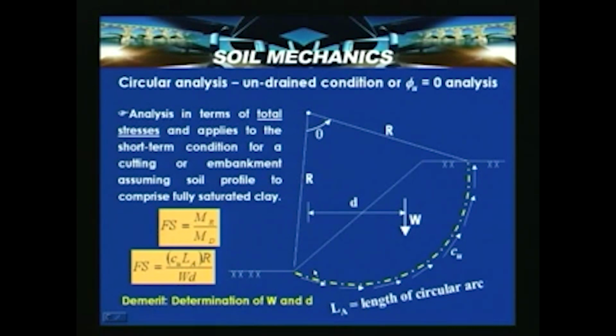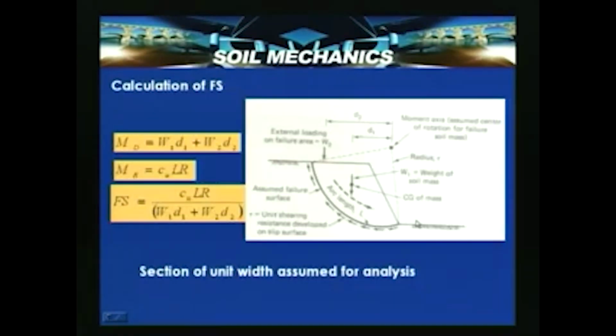So, this yields the method of slices. What we do is divide this entire cross section into a number of slices and determine the factor of safety. The demerit of this method is the determination of W and D, that is the center of gravity and its location, the CG of the weight of the entire slope portion and its location.